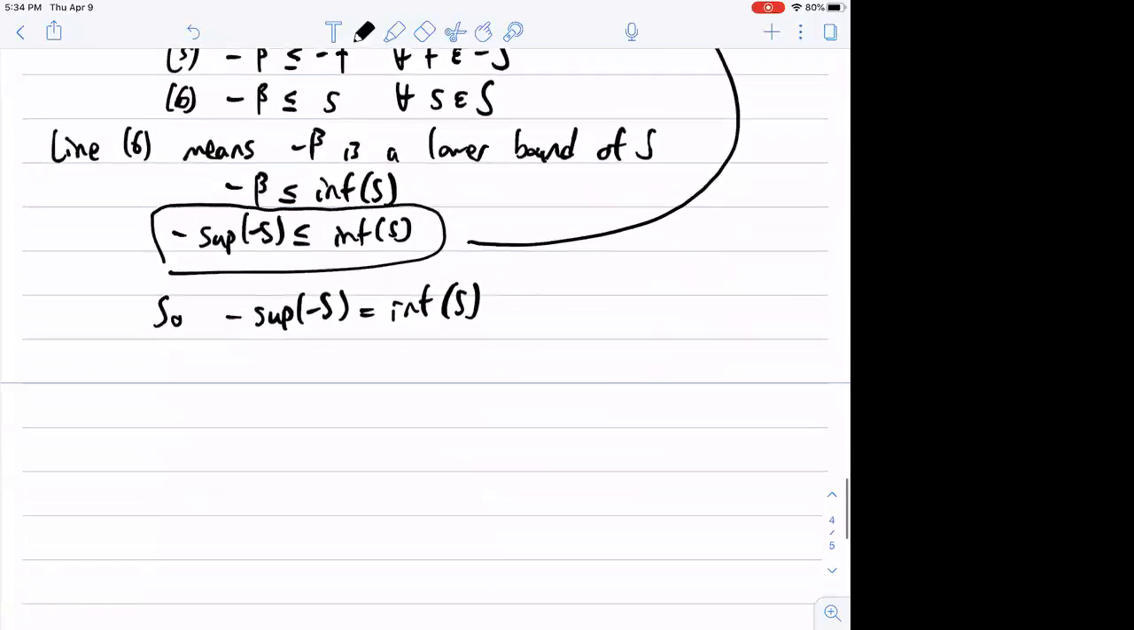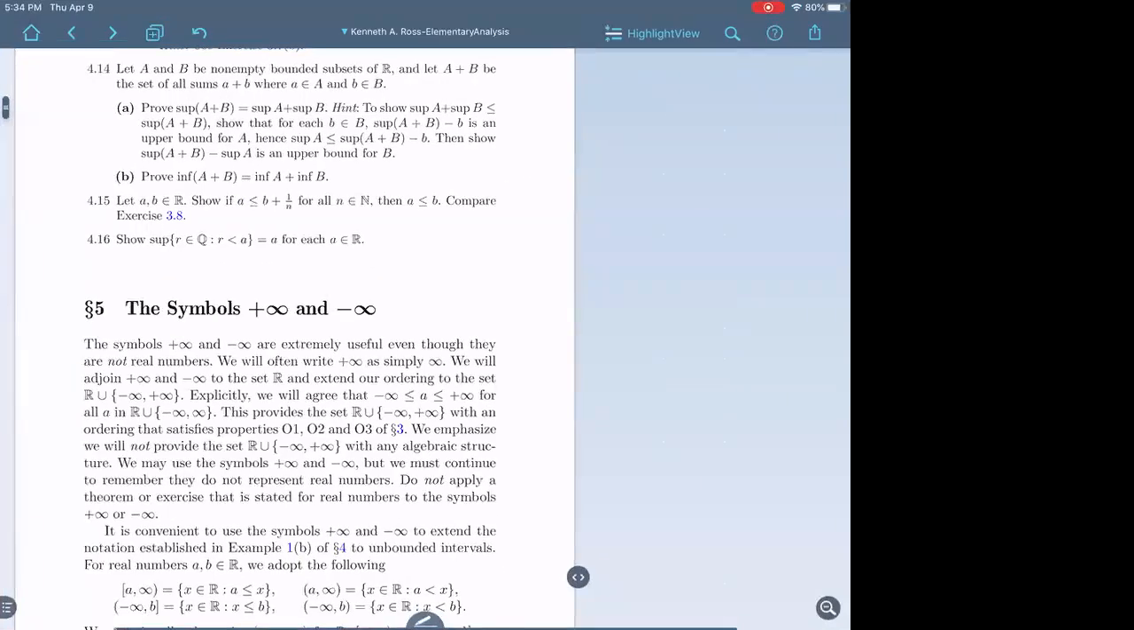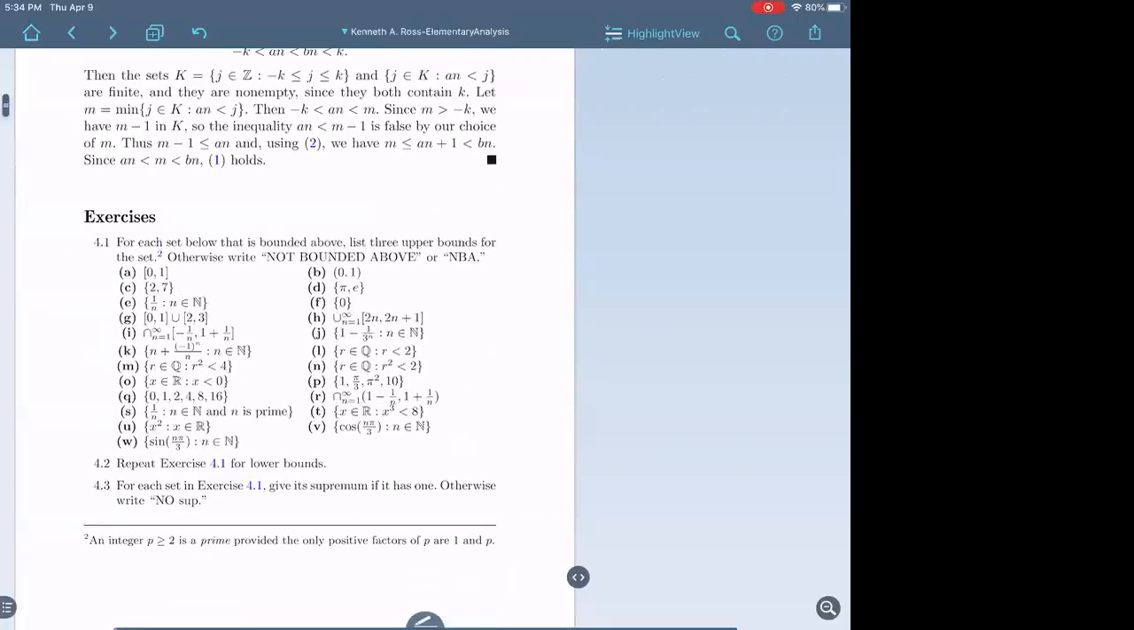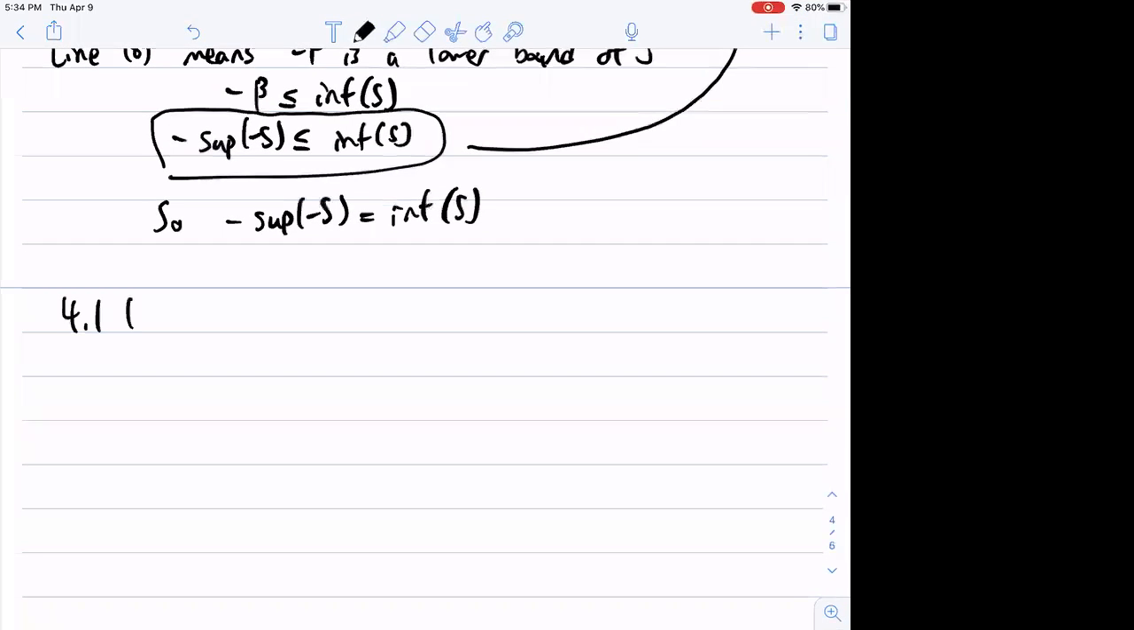Okay, so finally, let's practice finding inf, sup, max and min. They have really nice examples. Like 4.1, they have a whole set of examples. So let's say m first. 4.1 m, the set of r in Q such that r squared is less than 4.